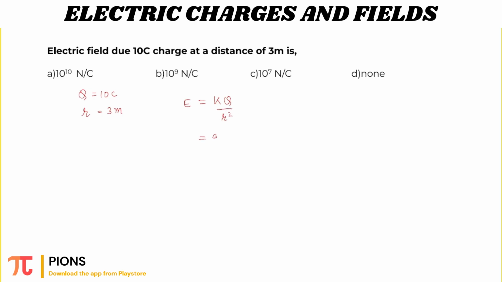So K is nothing but 9 into 10 to the power 9. Q, the charge, is nothing but here 10 coulombs, and R here is 3. So 3 square is 9. So we will get 10 to the power 10 newton per coulomb. That's our answer, option A.